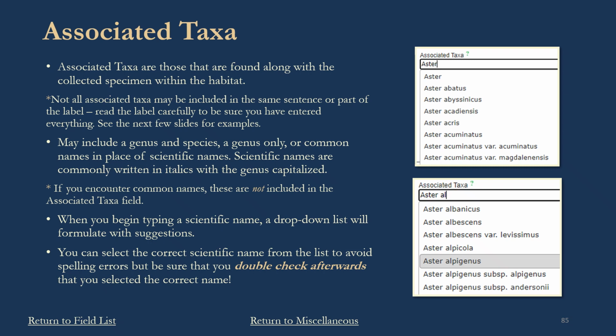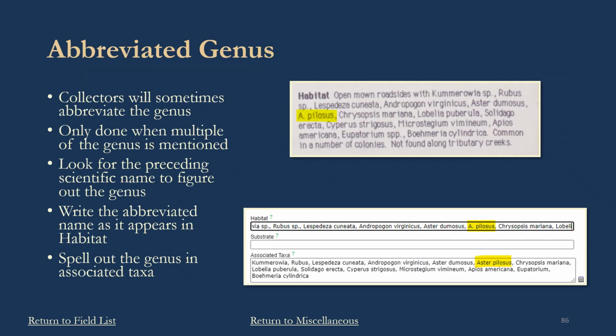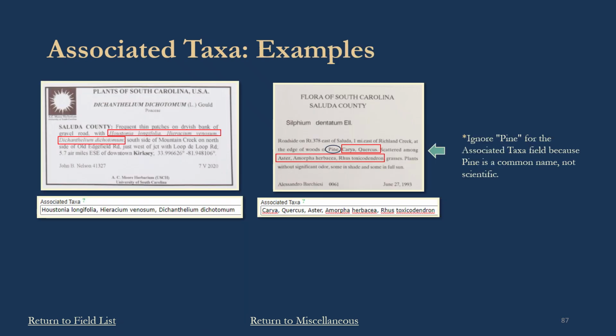When you begin typing a scientific name, a drop-down list will formulate. You can select the scientific name from the list to help avoid spelling errors, but always double-check afterwards that the appropriate name was selected. If multiple species within the same genus are mentioned, it is common for the collector to abbreviate the genus, using only the first letter of it, followed by a period, and then the species. To find the genus, look for the preceding scientific name. Write out the abbreviated name as it appears in the habitat field, but spell out the genus fully in the associated taxa field.